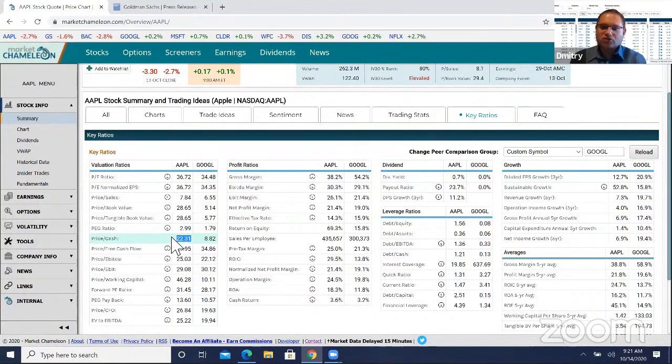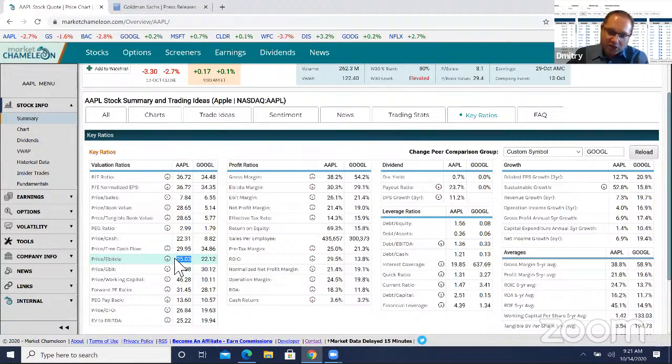Price to cash. So this is how much cash do they have on the book, right? So assuming they could take that cash and reinvest it and grow. So price to cash, Apple 22 times the price over cash versus Google 8.82. Price to free cash flow here, you got Google 34.86 versus Apple 29.95. So as far as I'm going through it, Apple seems a little bit more richly priced, right?